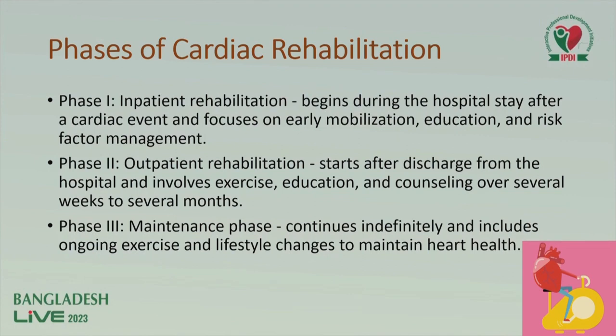There are three phases of cardiac rehabilitation. Phase one is inpatient rehabilitation, and it begins during the hospital stay after a cardiac event and focuses on early mobilization, education, and risk factor management. Phase two is outpatient rehabilitation, and this starts after discharge from the hospital. It involves exercise, education, and counseling over several weeks to several months. Phase three is the maintenance phase, and it continues indefinitely and includes ongoing exercise and lifestyle changes to maintain heart health.